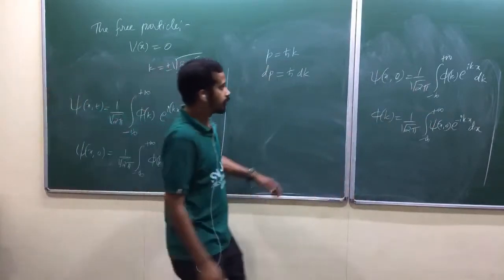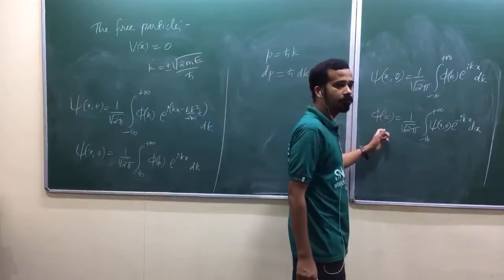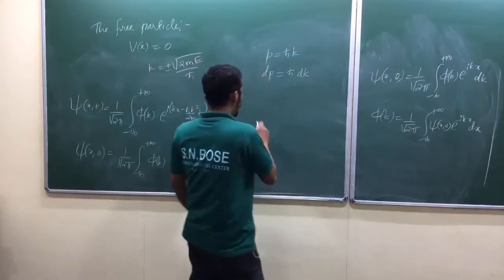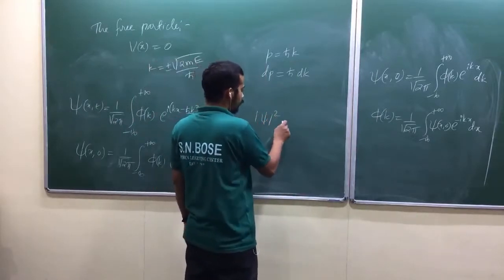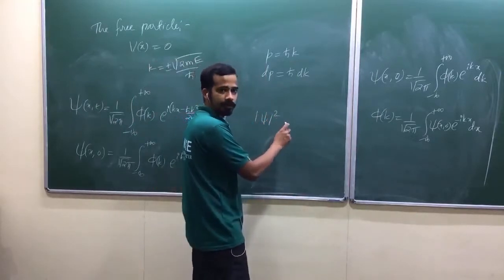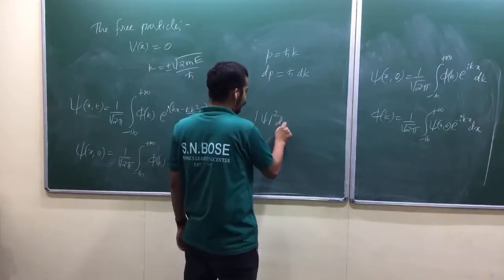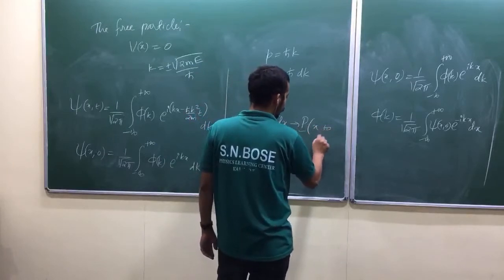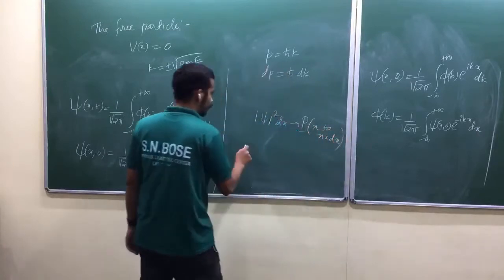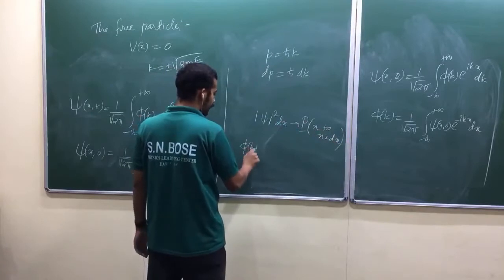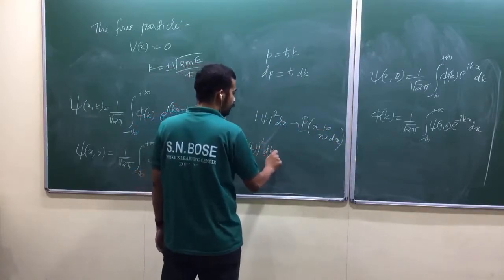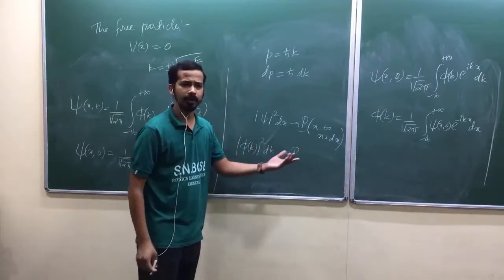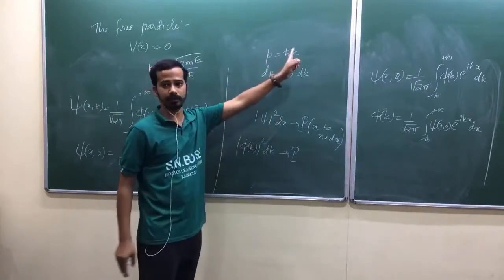Actually, we call this one the position space wave function. We call this one the momentum space wave function. Now look at here. Mod psi square will represent position probability density. Or mod psi square dx is the probability of finding the particle between x to x plus dx. So similarly, mod phi of k the whole square dk, that is the probability of finding its wave vector or momentum, because wave vector and momentum are related by h bar.